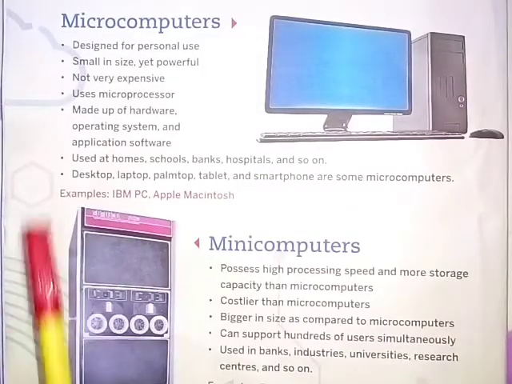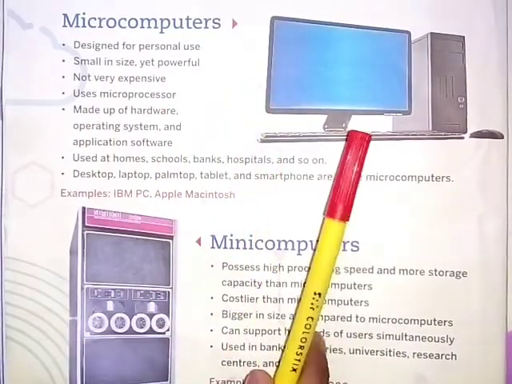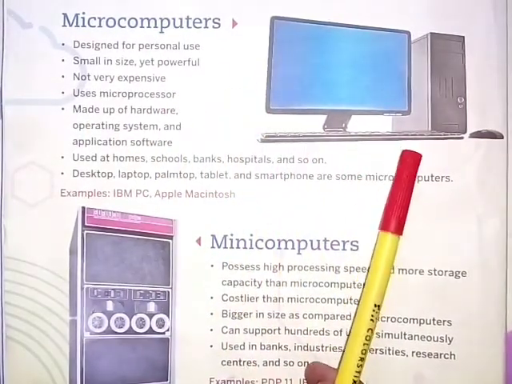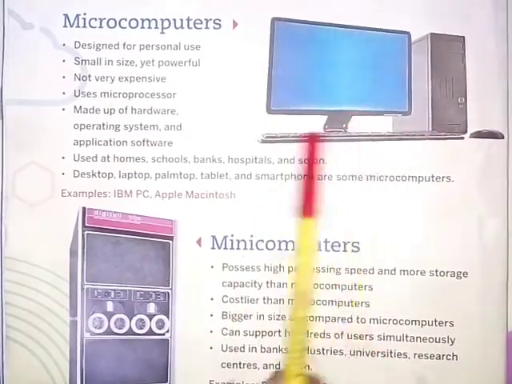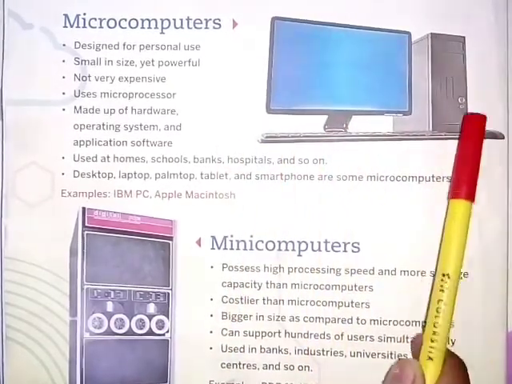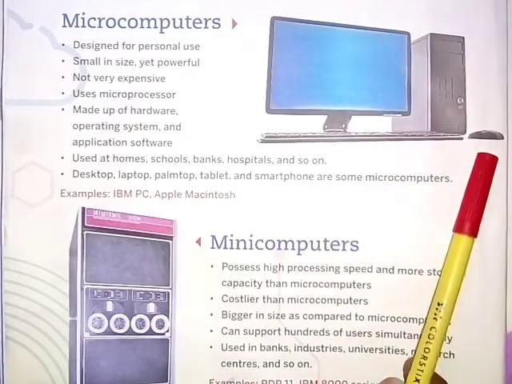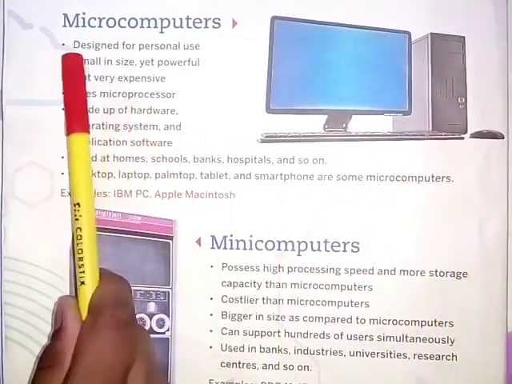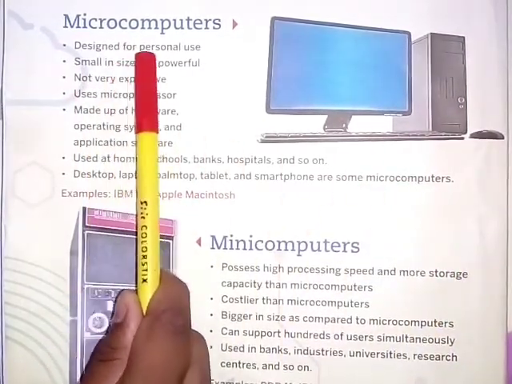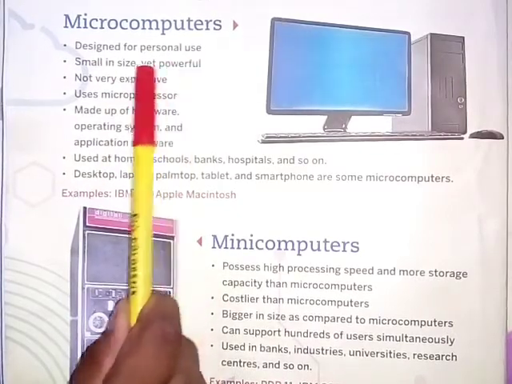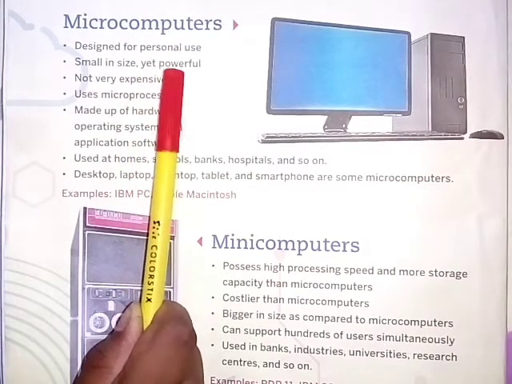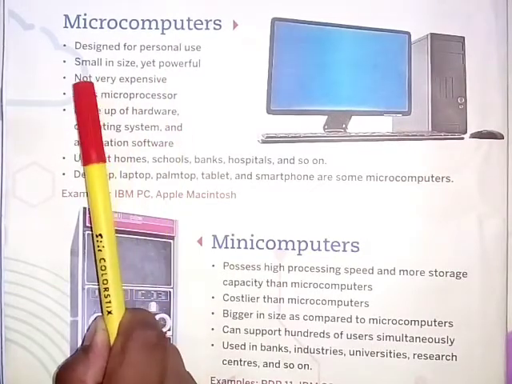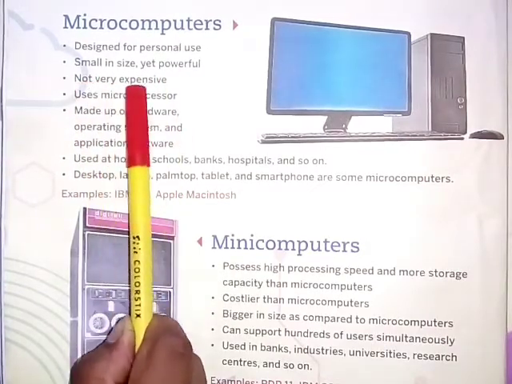First is microcomputer. This is our microcomputer. It has a monitor screen, one keyboard, one CPU and a mouse. It is designed for personal use. It is small in size yet powerful. It is not very expensive.